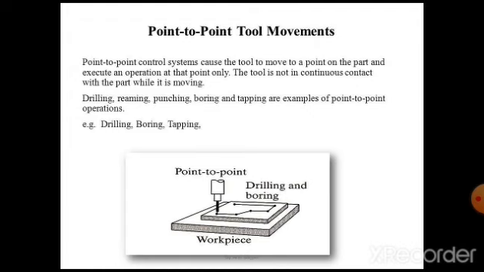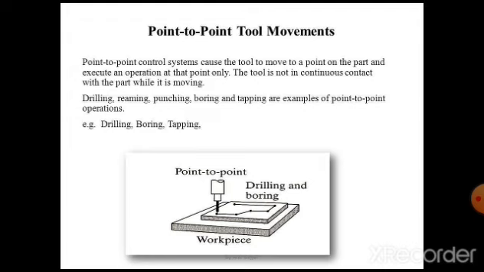So to give still more clarification for you, point-to-point control systems cause the tool to move to a point on the part and execute an operation at that point only. At that point only, as you are going to see clearly there, point-to-point drilling and boring operation is being carried out, and a flat workpiece is located on the NC machine tool. The tool is not in continuous contact with the part while it is moving. See, the tool is not in contact with the workpiece continuously.